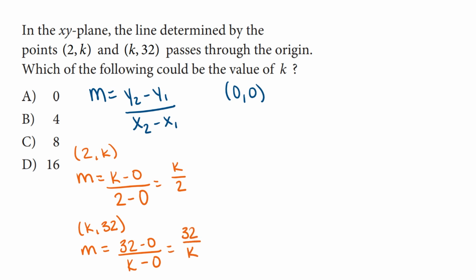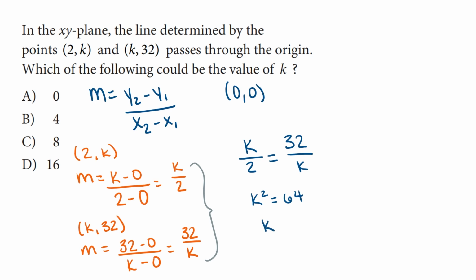Now our slopes are equal to each other, which means we can set these two values equal to each other. So we can say k over 2 equals 32 over k. To solve this, we'll cross multiply. k squared is going to be equal to 64. Taking the square root on both sides, k equals 8. So now we know our value for k is letter choice C, which is 8.